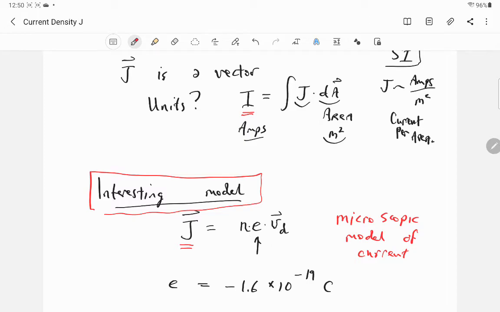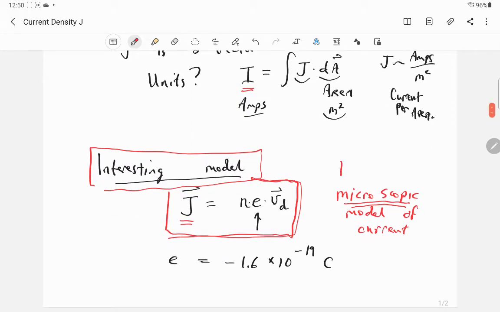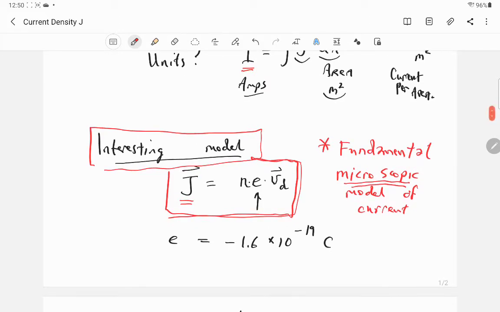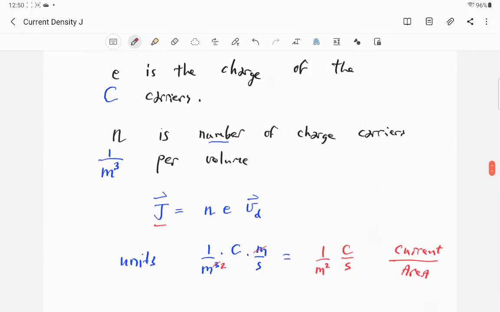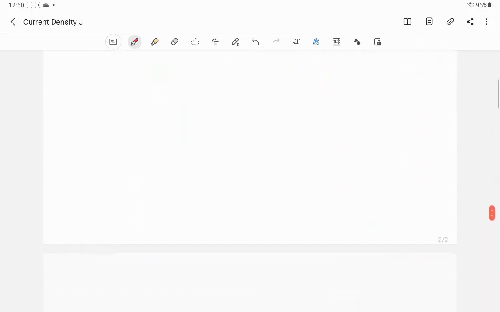So if we come up with, or if we have this interesting model, then we can begin to think microscopically or fundamentally. It's a fundamental perspective on what's going on, right? So this is something that you should work out a way to sort of think in terms of. So I have an example. The example looks like this.